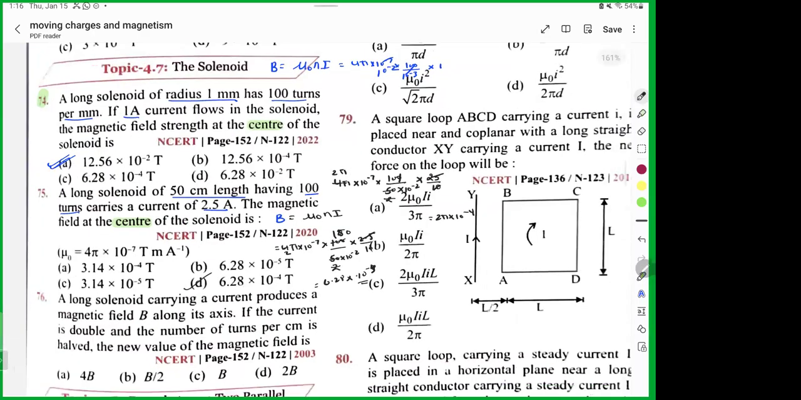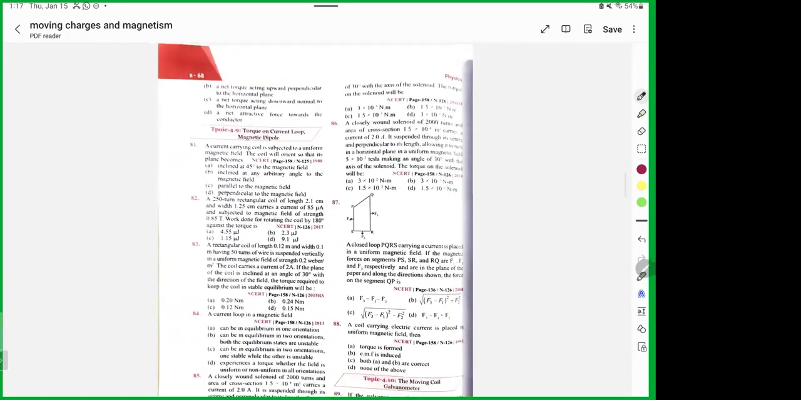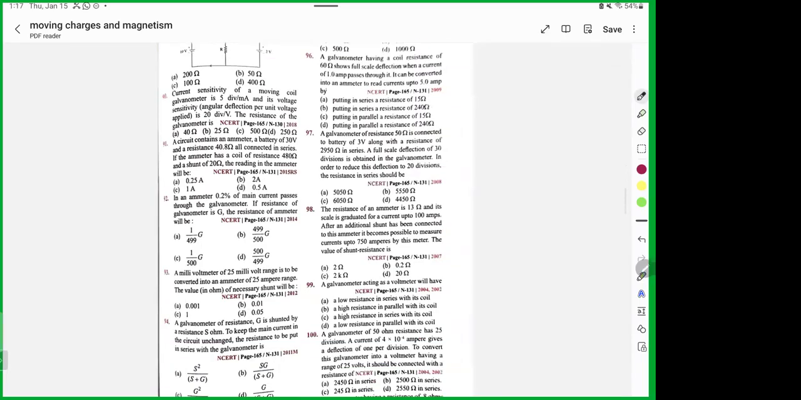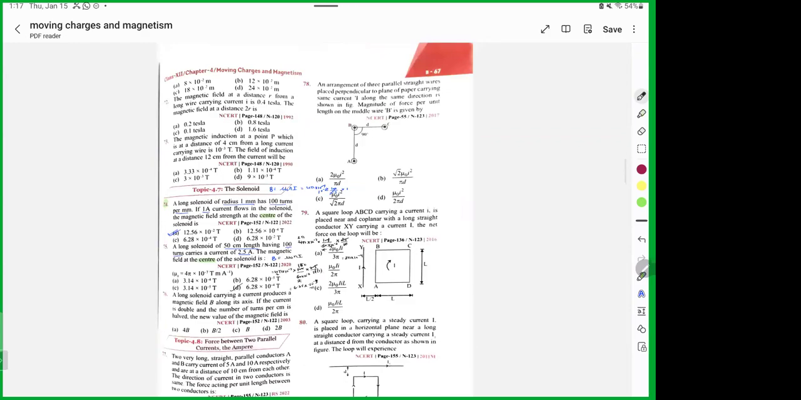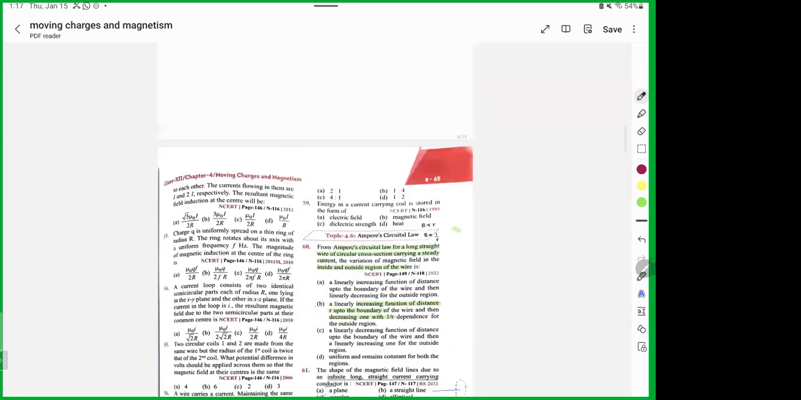So tell me, guys, are questions of this really difficult? We are left with the torque value, galvanometer. Actually, you have a lot of questions from this. Galvanometer, torque, force between this. Half of the chapter is almost left.